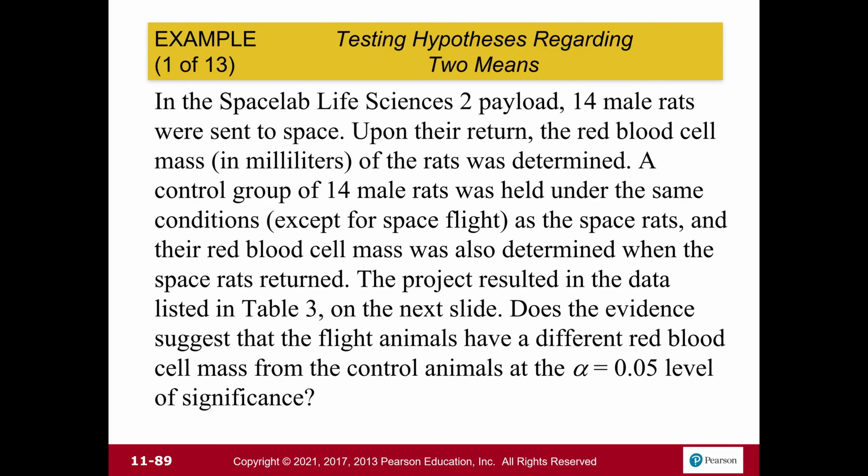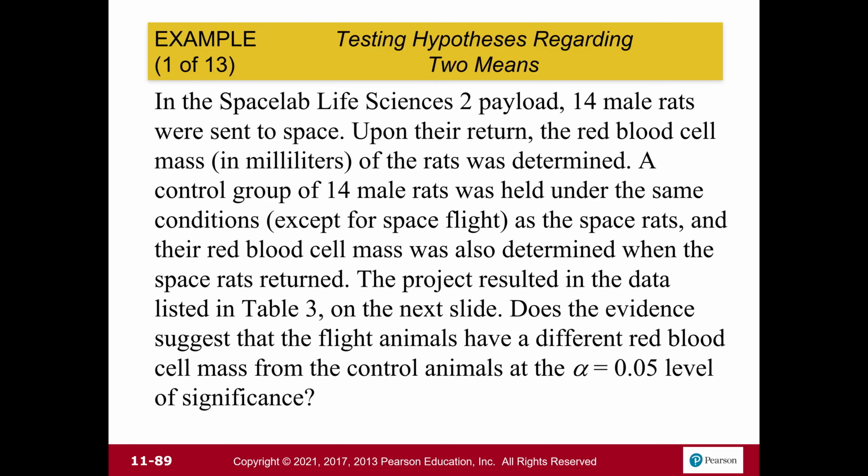In the Spacelab Life Science 2 payload, 14 male rats were sent to space. Upon the return, the red blood cell mass of the rats was determined. A control group of 14 male rats was held under the same condition, except for spaceflight, as the space rats, and their red blood cell mass was also determined when the space rats returned. The project resulted in the data listed in Table 3 on the next slide.